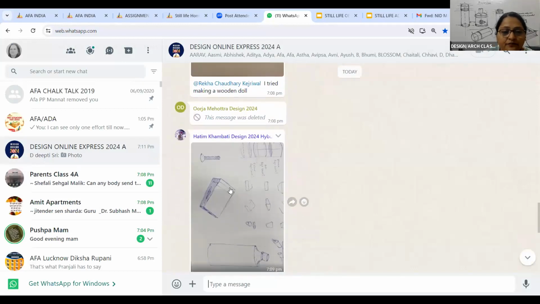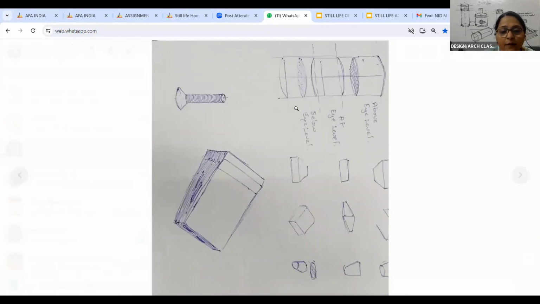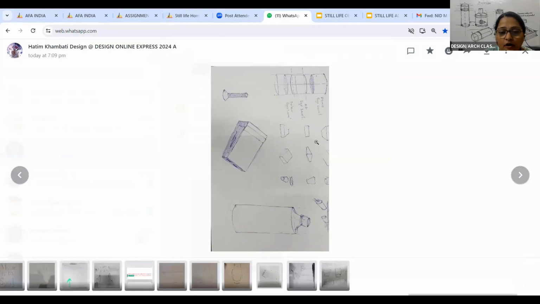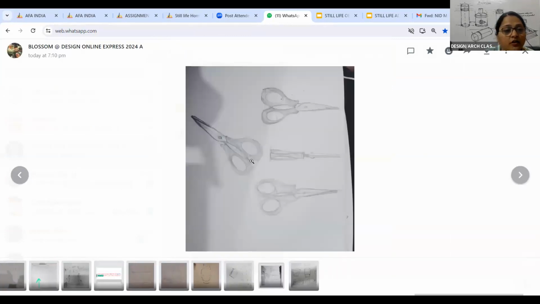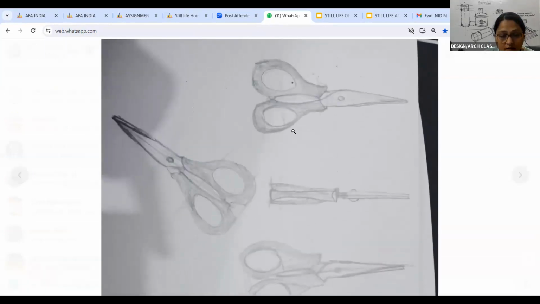It's okay. So this is Hatim who tried drawing. So this is our book. Please share a horizontal sketch, Hatim. Please share a horizontal sketch.